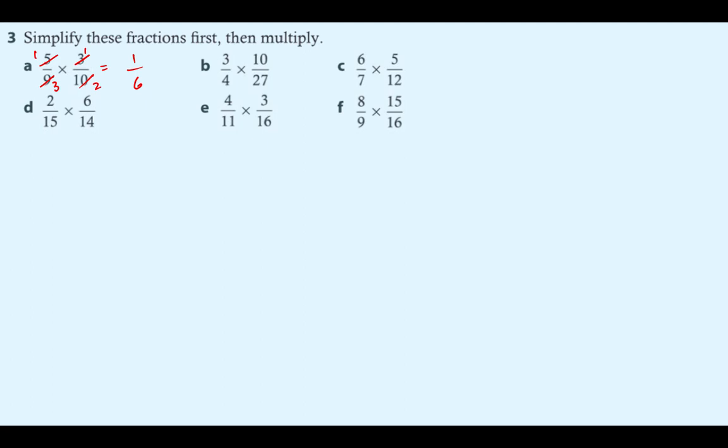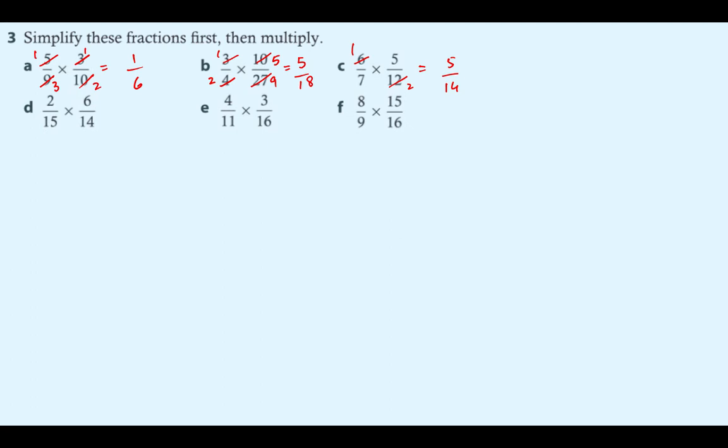For part B, 2 twos are 4 and 2 fives are 10. And 3 ones are 3 and 3 nines are 27. So finally we get 5 over 18 as the answer. Moving to part C, 6 ones are 6, 6 twos are 12. So 5 ones are 5 and 7 twos are 14. So 5 over 14 is the answer.